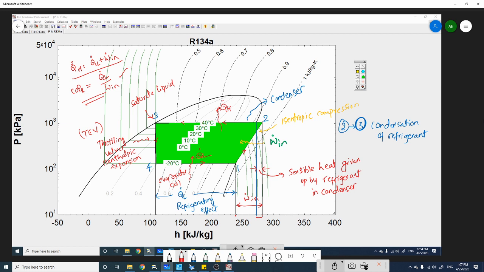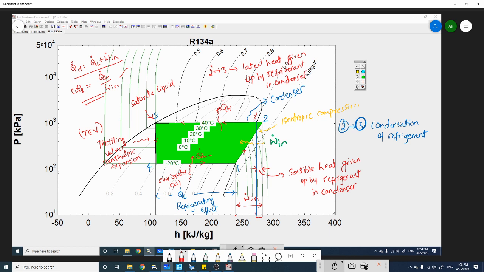What is the meaning of sensible heat? The temperature of the refrigerant will drop with the removal of thermal energy from the refrigerant. So I will call this mark 2 dash. From 2 dash to 3, the refrigerant gives up the thermal energy which is called latent heat. So latent heat given up by the refrigerant in the condenser.